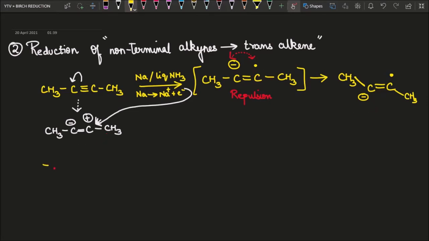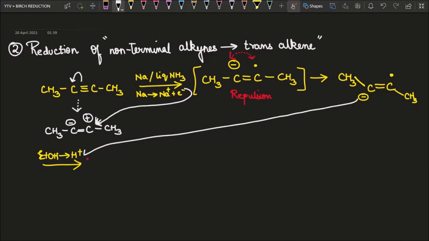Now in the next step, ethanol is going to provide the proton. From ethanol you are going to get the proton. That proton will be added to this negative charge, so this negative charge is going to get protonated. Because of protonation, we get CH3, C, double bond C and then CH3. Here there is going to be one hydrogen.